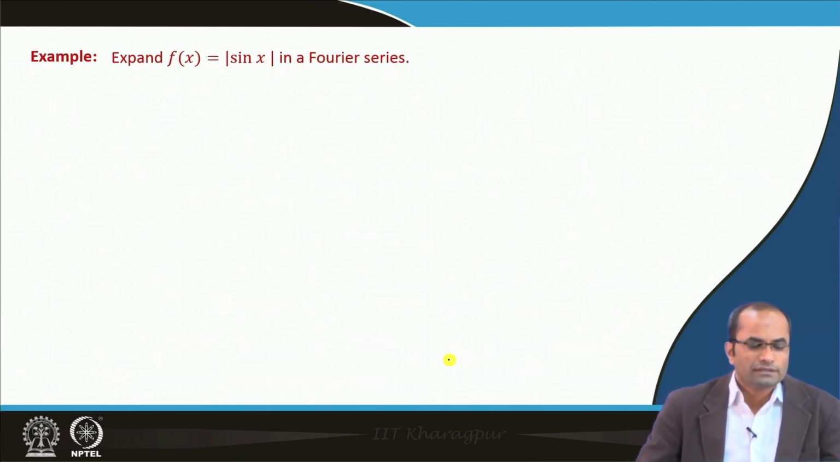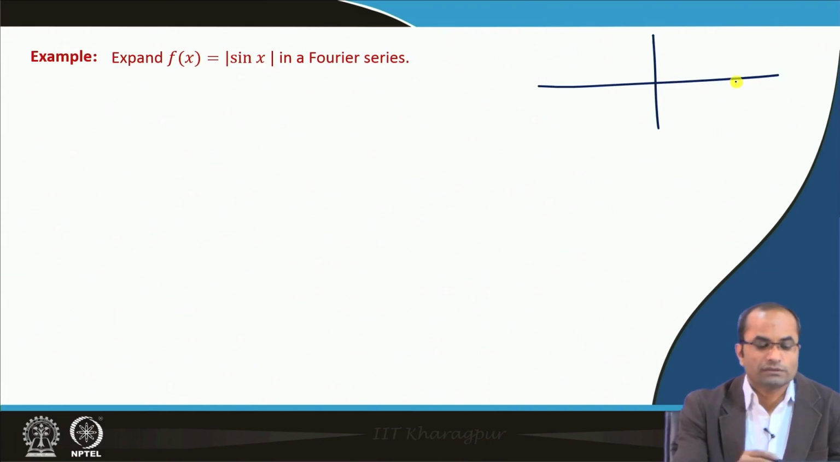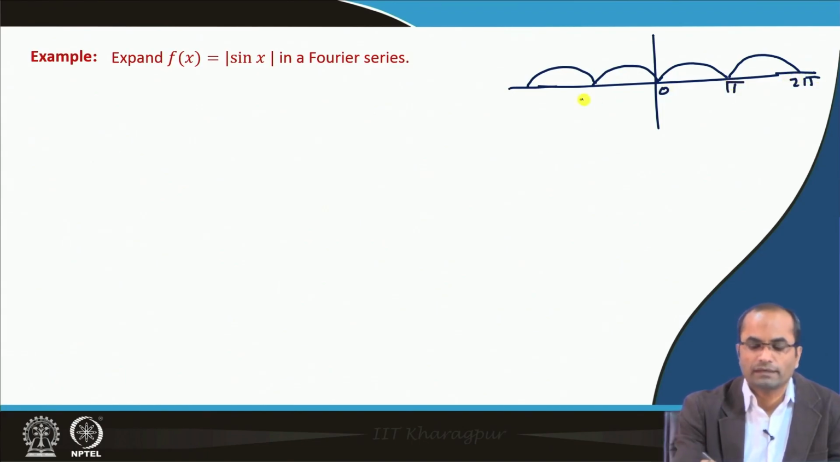Okay, so we have another example where we will expand f x equal to mod sin x in a Fourier series. If we take a look, it is the modulus of sin x. So, it is 0 here, and then at pi it will become 0 again, and since it is positive, it will never go to the negative portion. So, this will be the graph of this function. So, 0 to pi and then 2 pi etcetera, and then we have minus pi, minus 2 pi and so on.